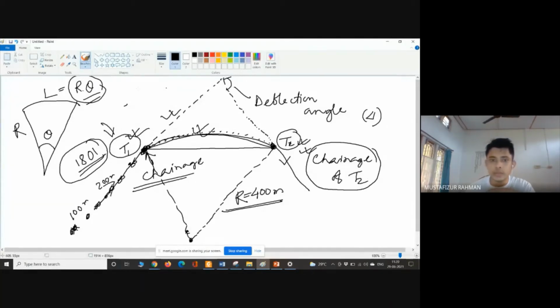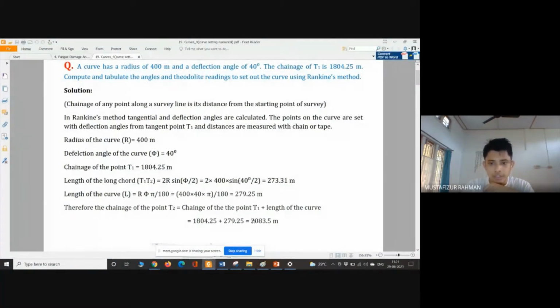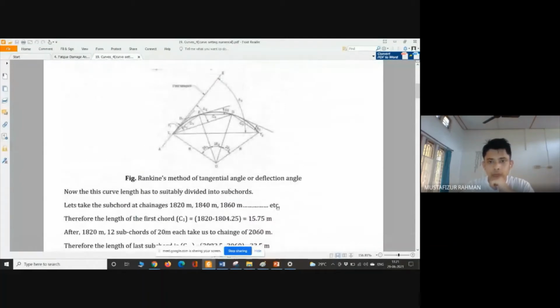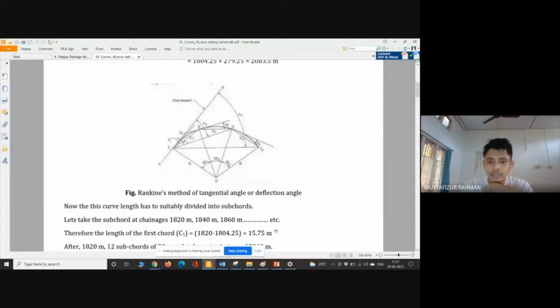Why? Because the road will be going along this way only. The road was coming here. From T1, we have the starting of the curve and it ends at T2. So we have to add the length of this curve to get the point T2, the chainage or value of the T2 point. So we got this value. Now we have to find deflection angles to establish different points on the curve.